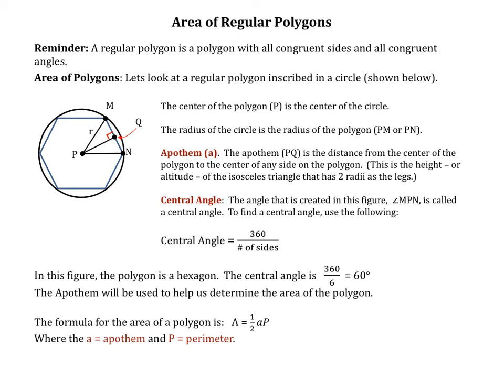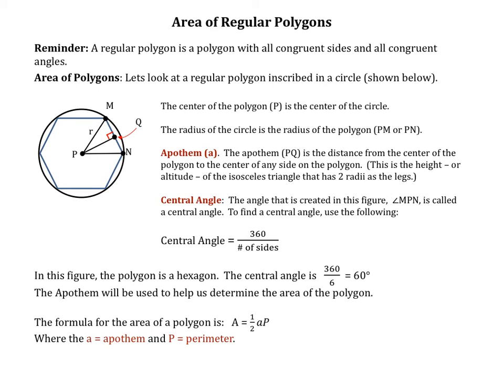And then we have the central angle. So that's the angle created in the figure, angle MPN. You can find the central angle by using this formula, so 360 divided by the number of sides. So here I have 6 sides, so it's going to be 360 divided by 6, so the central angle in this specific picture is 60 degrees.